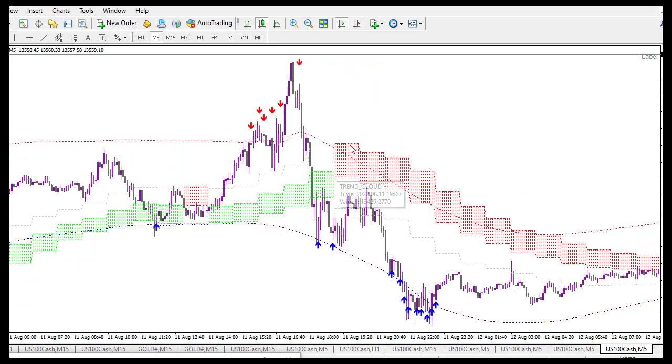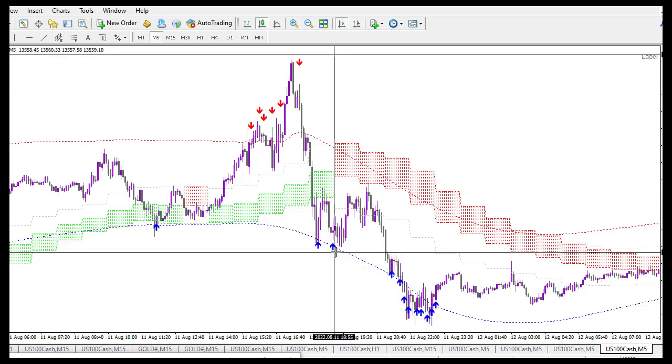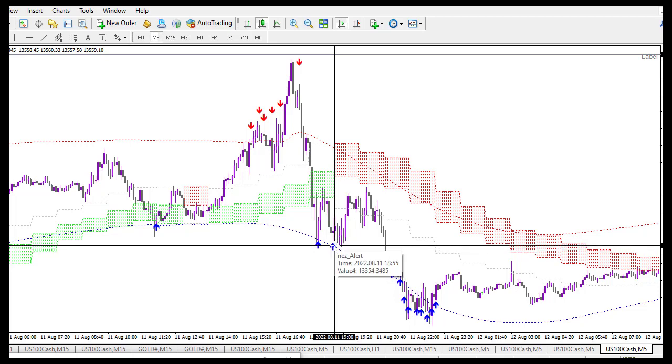And now we see this trend cloud changing from green to red. At this particular point, number one, again, you are not going to place this trade, because at this point also the candle is at the lower band and it is not advisable.